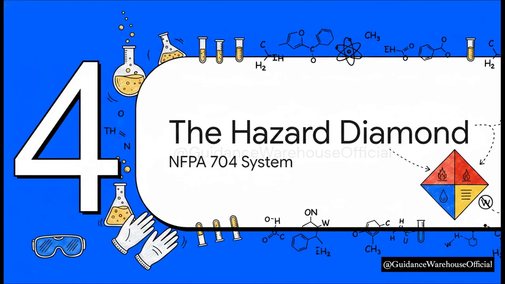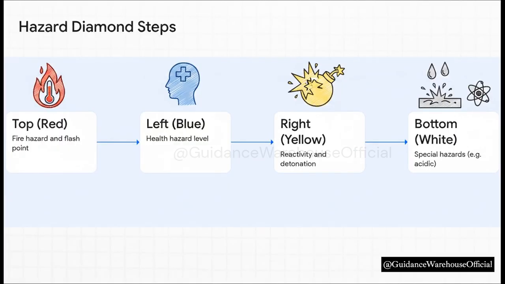Moving right along. Section 4, the chemical hazard diamond. If you're going to spend any time studying chemistry, you absolutely need to know how to read safety labels. It literally saves lives. You've probably seen this universal symbol on trucks or barrels. It's the NFPA 704 Hazard Identification System.